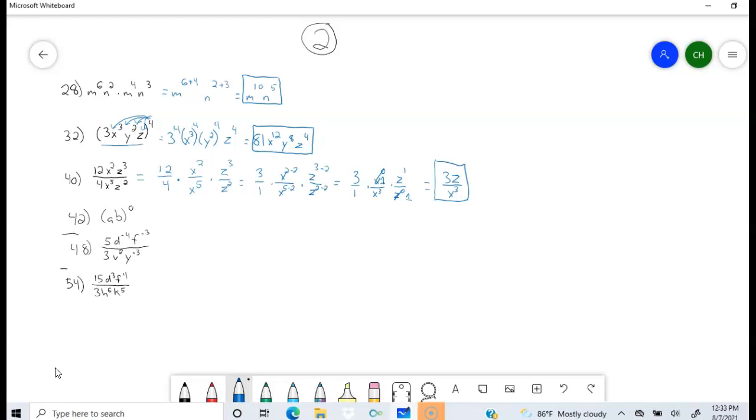Okay, number 42. The quantity of AB to the 0. It's really important again, that exponent, the base of it is everything in those parentheses. Anything to the 0 power is equal to 1.